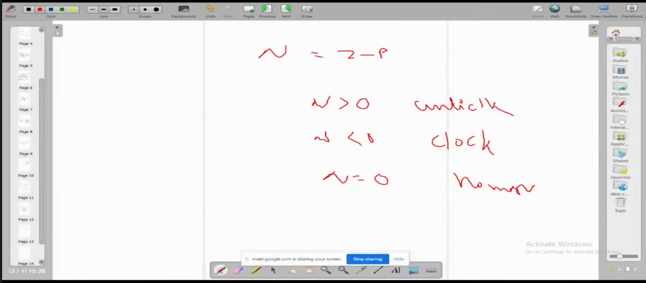And how will you find out the stability from this? If N is equal to minus P, then only the system is said to be stable.